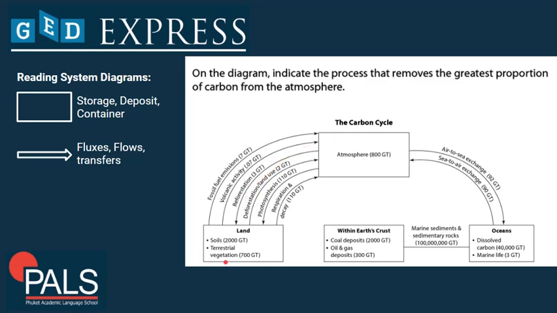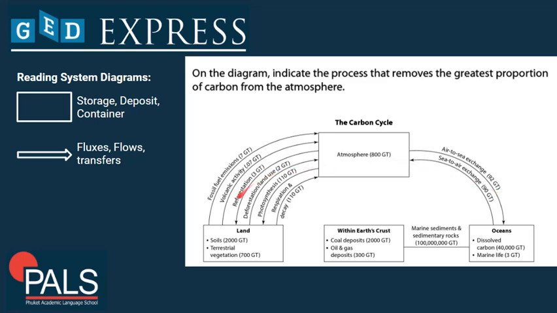So which options do we have particularly? We have 6 arrows that are in between the atmosphere and the land box. However, only 2 of these fluxes go from the atmosphere to land, and these are the ones that we want to look at. These are reforestation and photosynthesis. Then we have 1 arrow that goes from the atmosphere to the ocean, and this is the air to sea exchange. Now, which of these 3 fluxes removes the greatest proportion of carbon from the atmosphere?